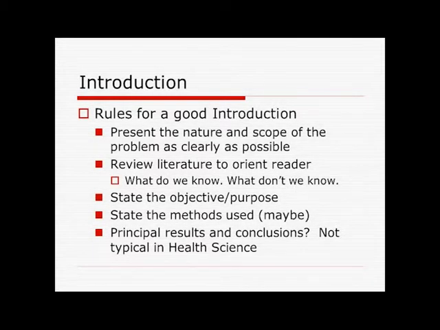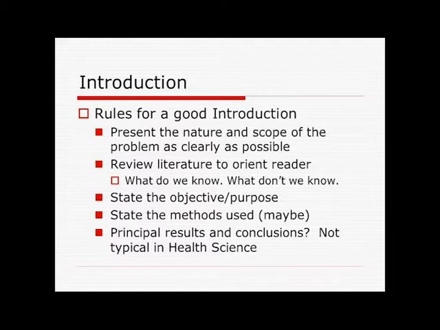So some good rules for writing an introduction. We want to present the nature and scope of the problem clearly. We're always going to orient the reader to the literature. This isn't a dissertation or thesis amount of orientation, but the most relevant, current literature: what do we know? What's the state of the field, right? We're going to orient the reader to that. Tell them what we know, and again, tell them what we don't know. What are the gaps in knowledge that our research is going to fill? We state our objective or our purpose.